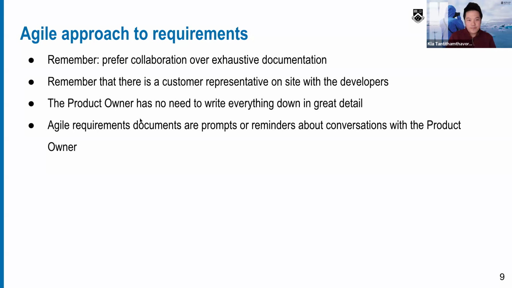And the product owner has no need to write everything down in great detail. It doesn't need to be detailed, but it should have enough information so that engineers can implement it. That's about the conversation with the product owner.